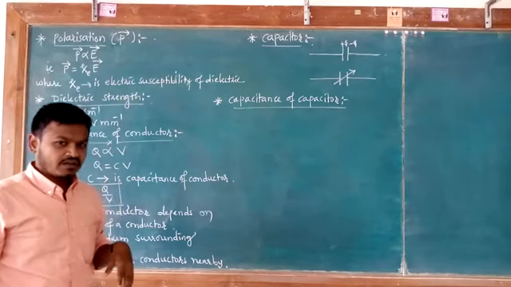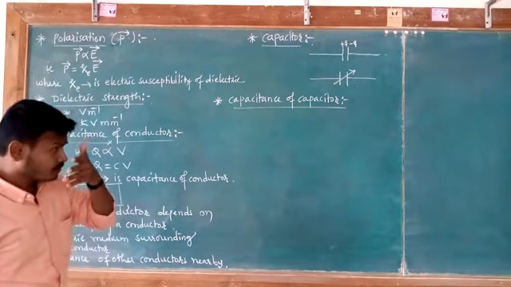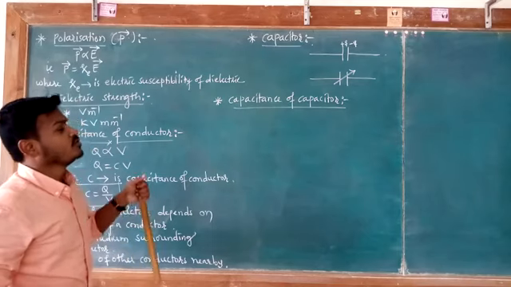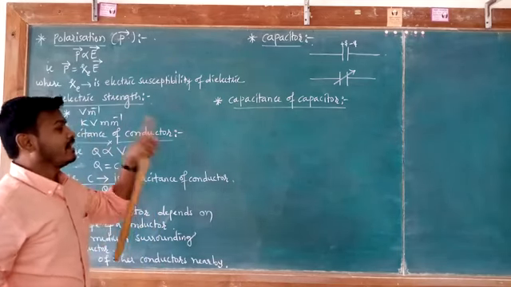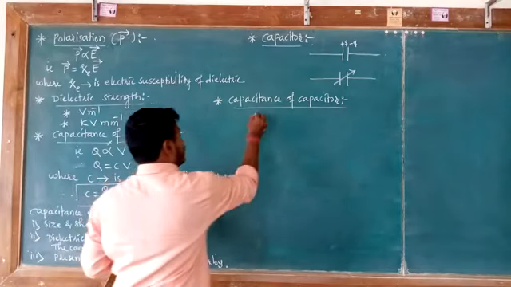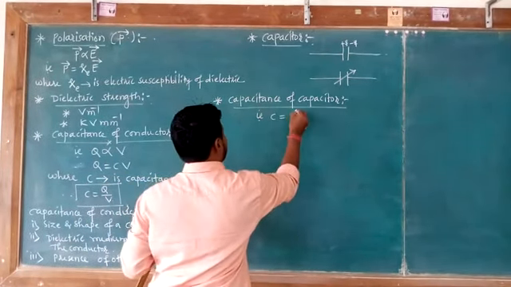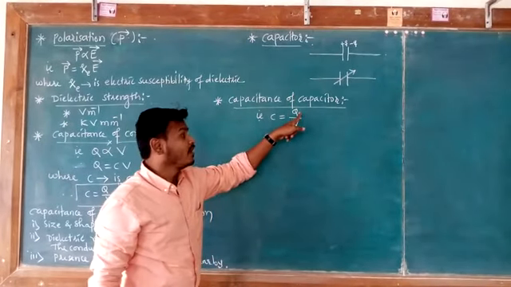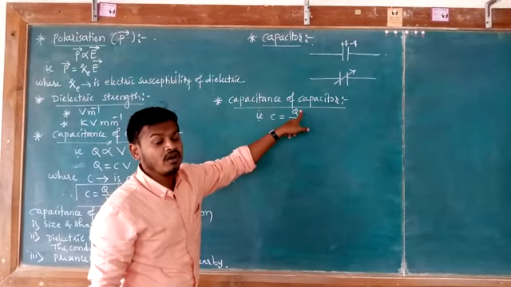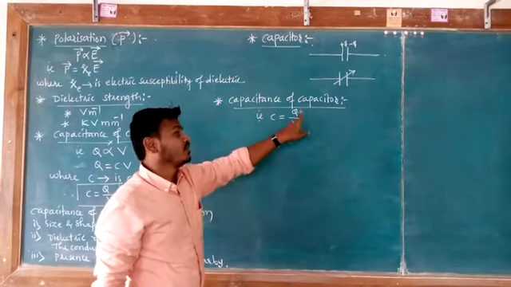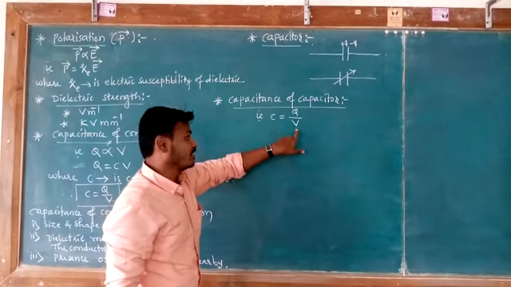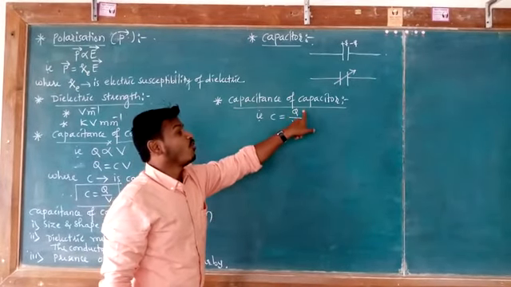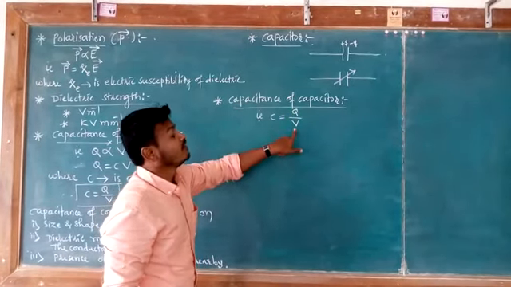And the next content is the capacitance of a capacitor. Capacitance of a capacitor means the ratio of charge of the capacitor to the potential difference between the plates. Simply, that ratio is known as the capacitance of a capacitor. In other words, we can write it directly as Q divided by V, where Q is the charge on one of the conductors of the capacitor and V is the potential difference between the conductors. I repeat, the capacitance is the ratio of charge on one of the conductors to the potential difference between the two conductors.